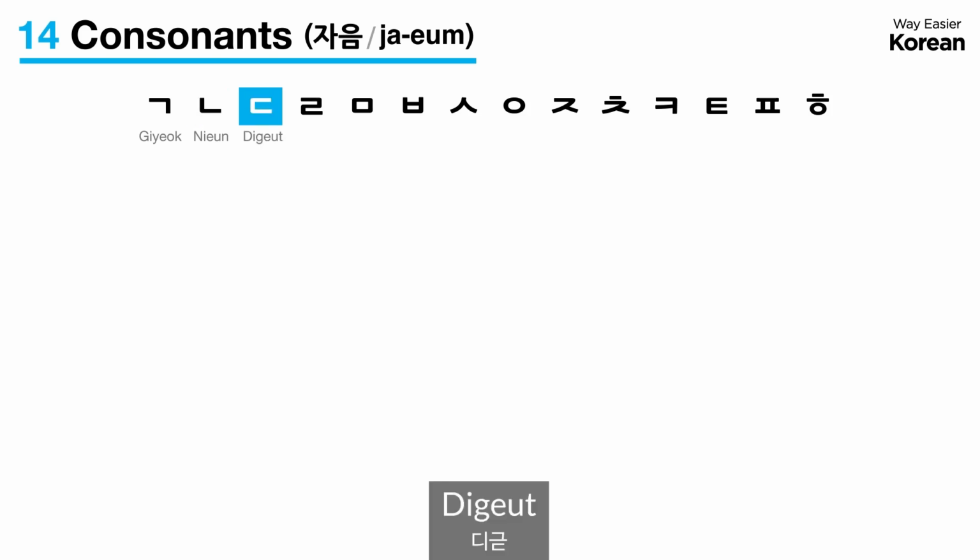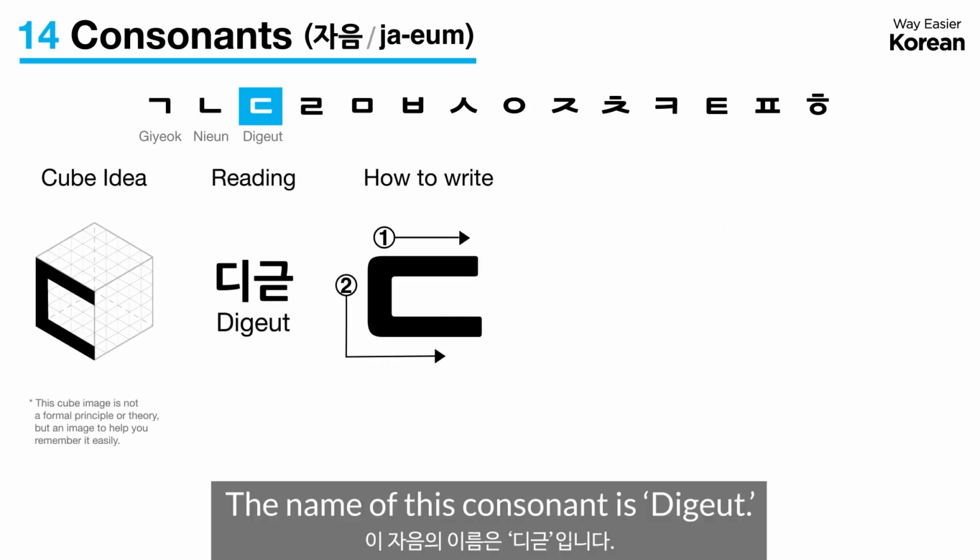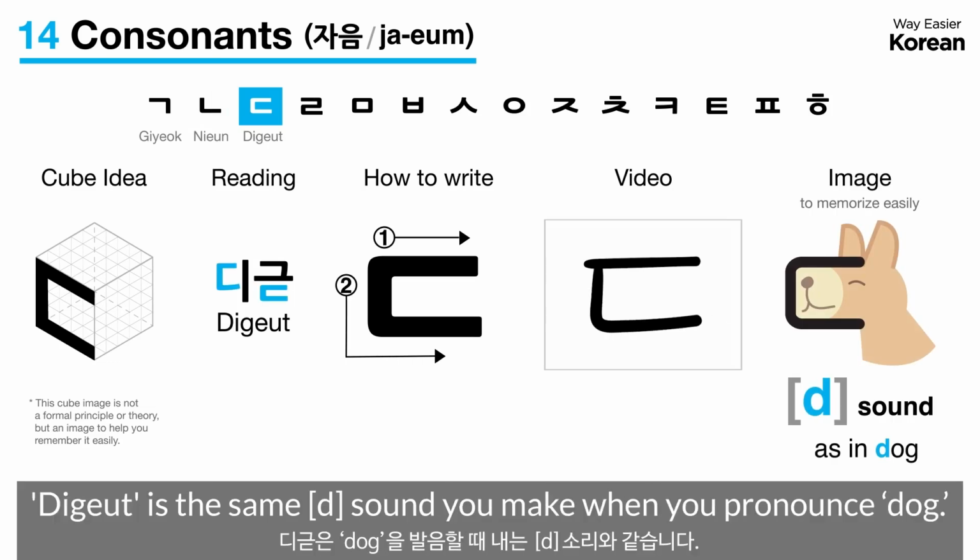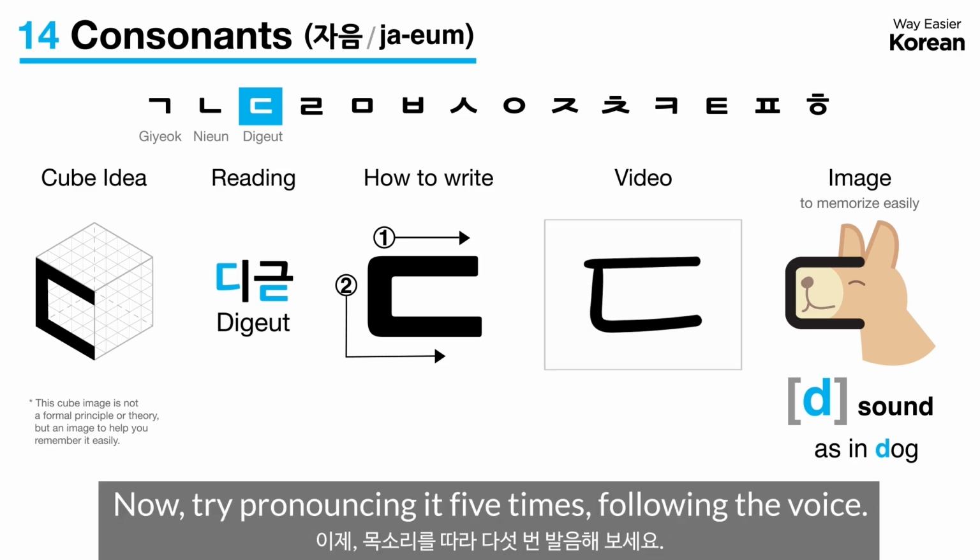디귿. The name of this consonant is digeut. Digeut is the same D sound you make when you pronounce dog. Now, try pronouncing it 5 times, following the voice.